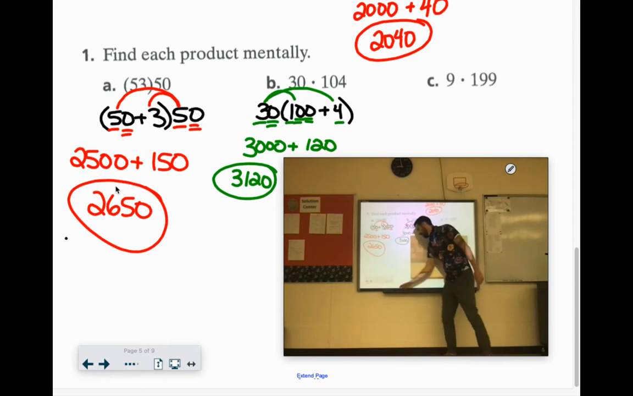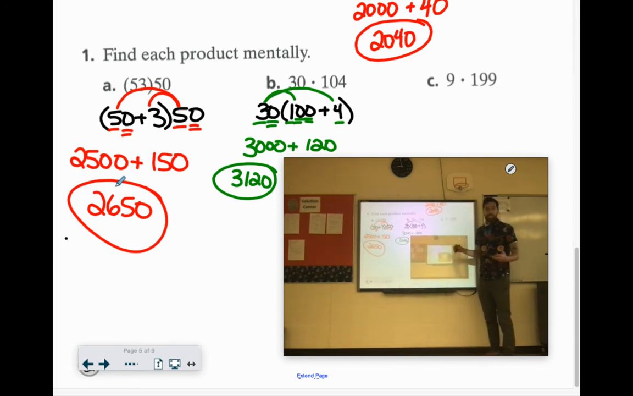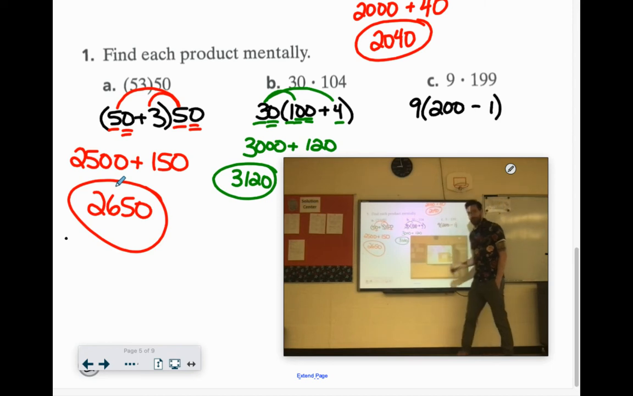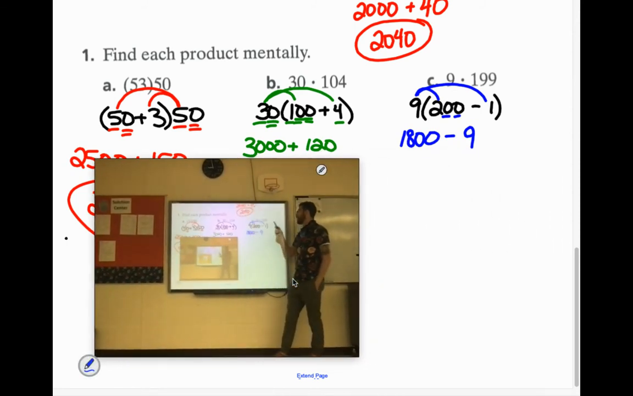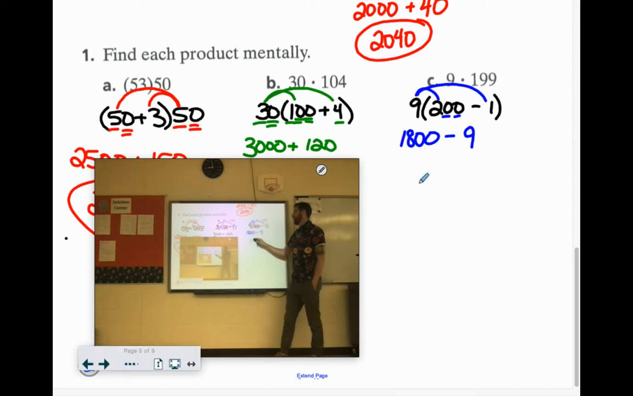We got this. 9 times 199. Very close to 200. So let's make this 200 minus 1. 9 times 200. 9 times 2 is 18. We have the 2 zeros there, so 1800, the year my father was born. Minus 9 times 1 is 9. So if we do 1800 minus 9, it'll be 1791.